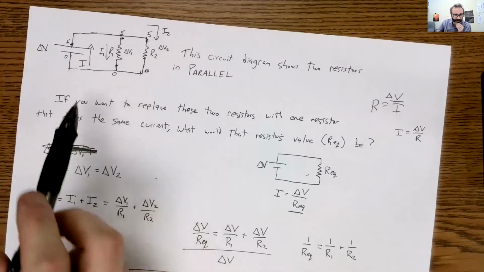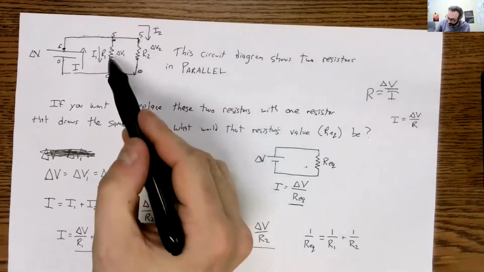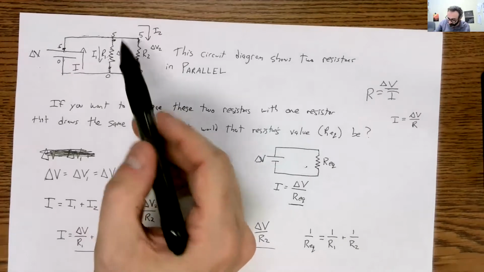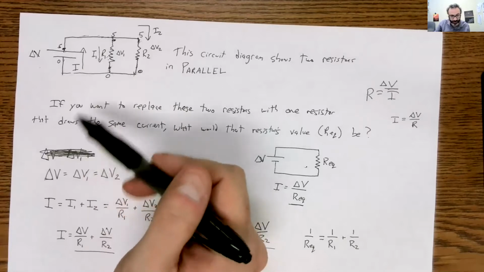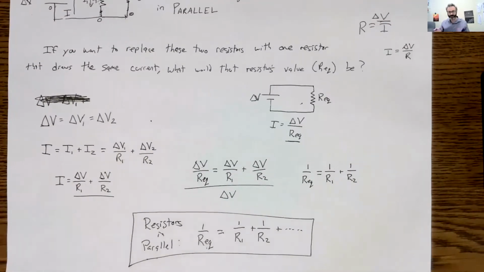And that's just because the current has more options, more places it can go through. If you have a really big resistor here, but then you put a really small resistor here, then the current's going to flow much more through the small resistor. It's easier for the current to flow through a small resistor. So more resistors in parallel actually means less total resistance, because it's easier for current to flow when there are more branches, more paths.